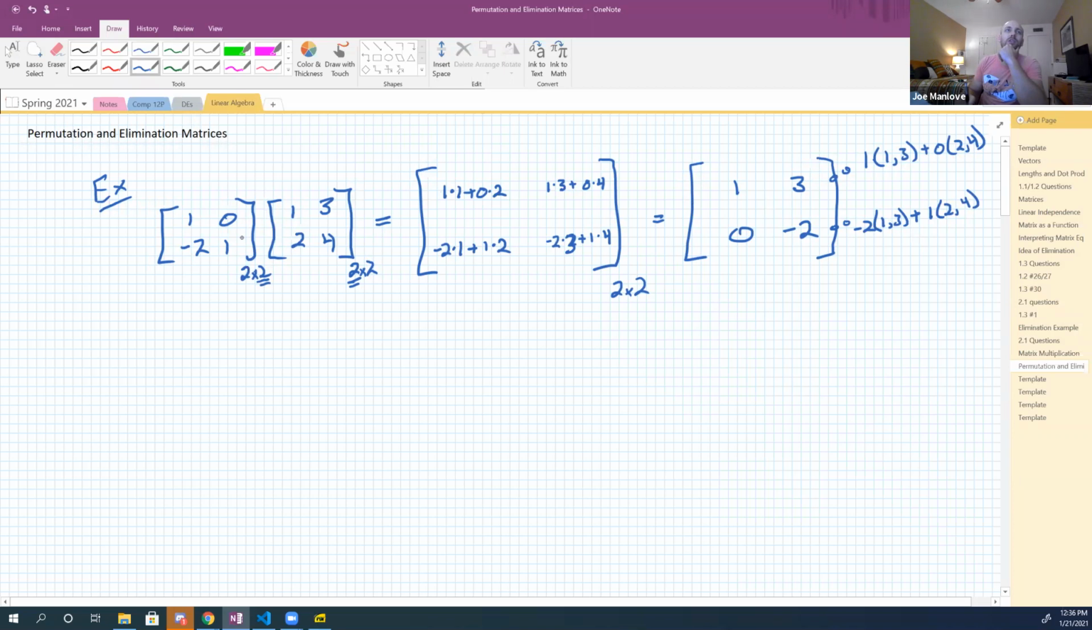So the action of this matrix is that the new row 1 is the old row 1, and the new row 2 is the old row 2 minus twice row 1.